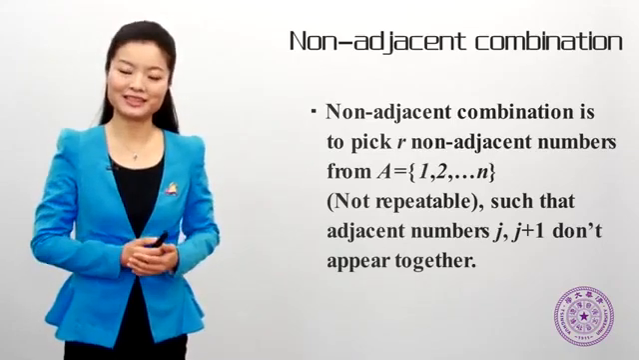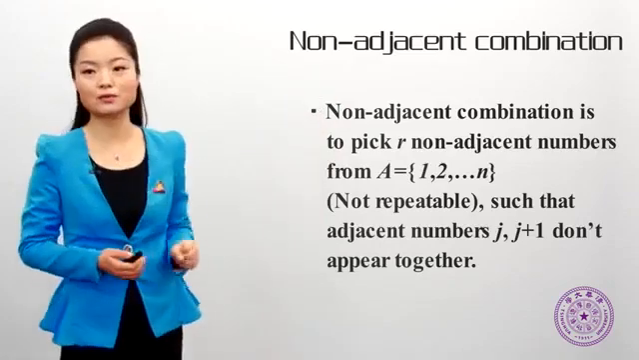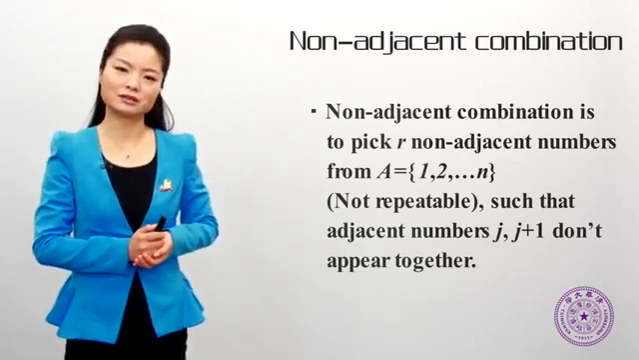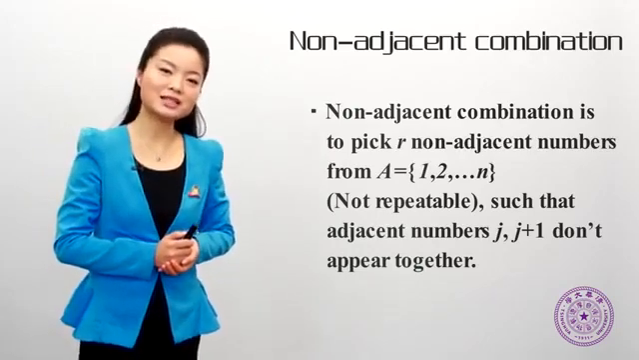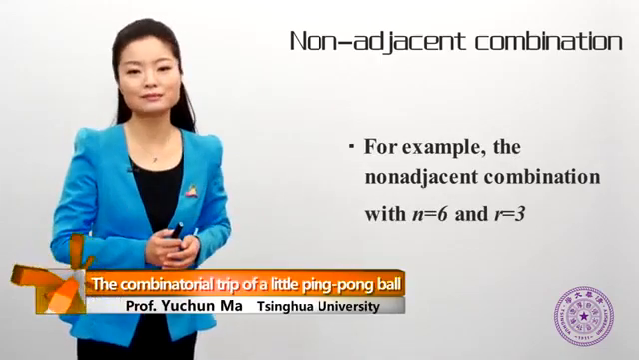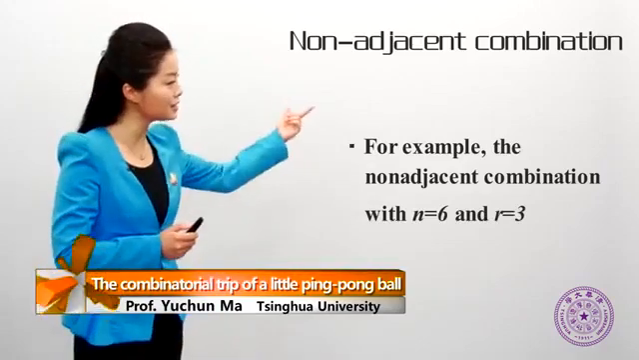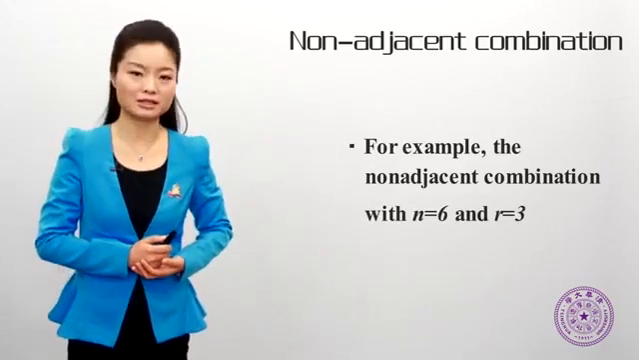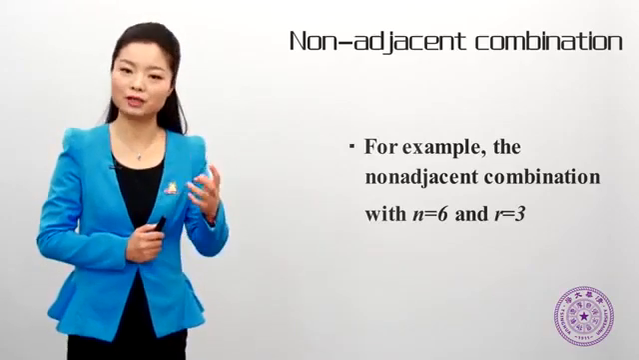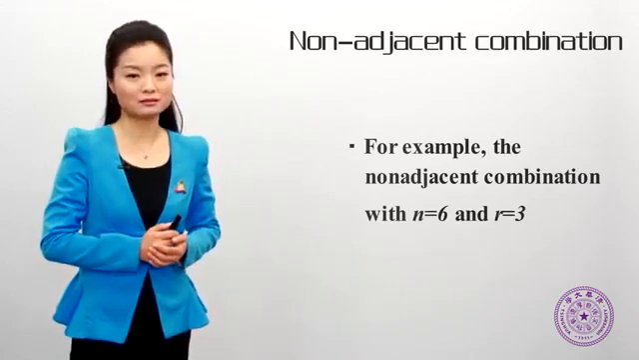The meaning of non-adjacent is that we couldn't choose adjacent numbers j and j plus 1 together. How should we explain this? Well, for example, we have 6 elements in total, and we want to choose 3 from them. How many non-adjacent combinations are there? It could be 1, 3, 5 or 2, 4, 6. 1, 2, 5 is not allowed because 1 and 2 are adjacent, which is not allowed by the non-adjacent limitation. So how many combinations are there?